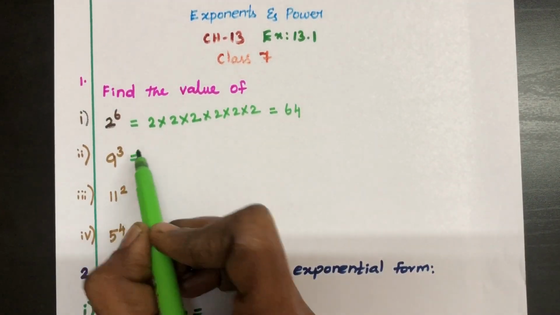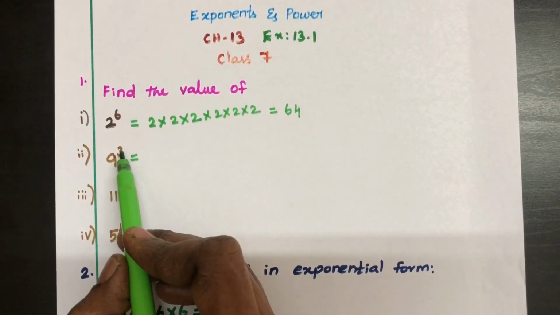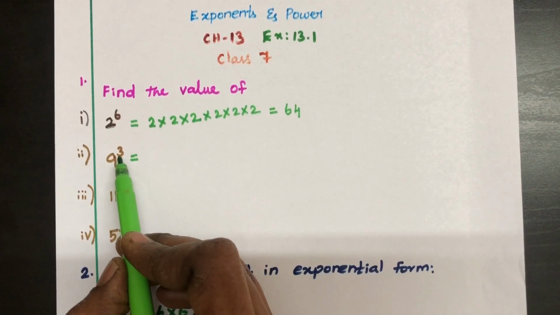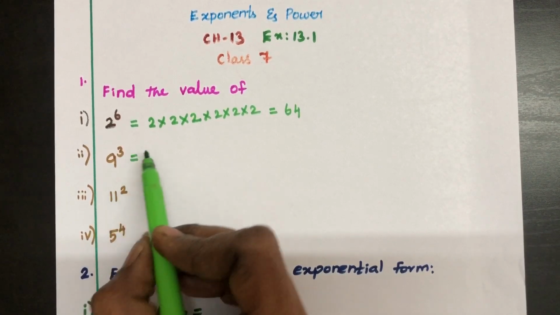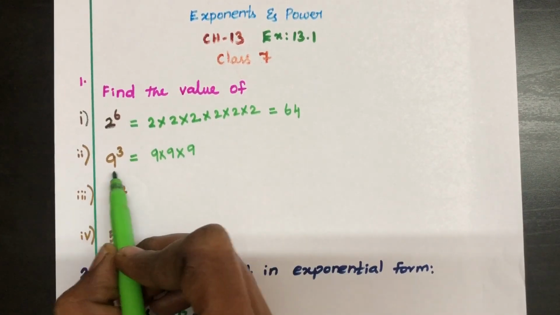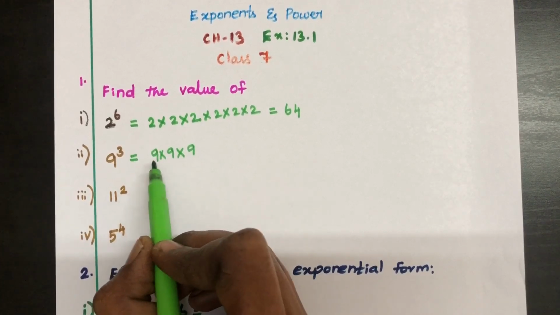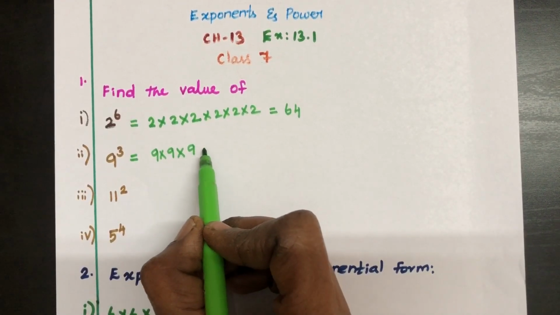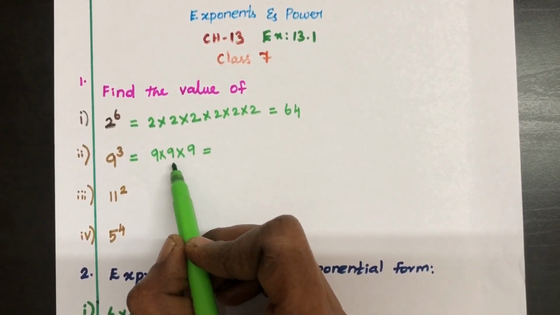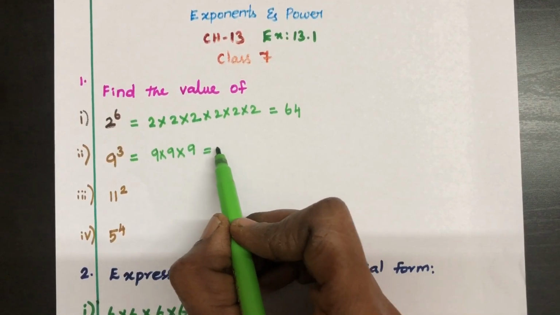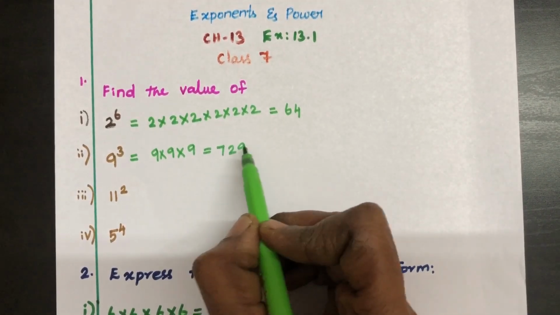Here same thing. 9 is the base. 3 is the exponent. 9 raised to the power 3. How to do this? We need to take the product of 9, 3 times. 9 into 9 into 9. So 9 into 9 is 81 and 81 into 9 is 729 is the answer.